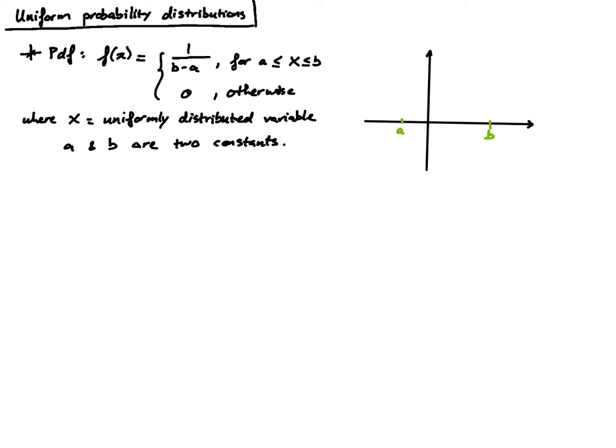So now between A and B, the function is just a horizontal line, right? And the distance between that horizontal line and the x-axis is 1 over b minus a. And then outside of that AB interval, the curve is the x-axis itself.